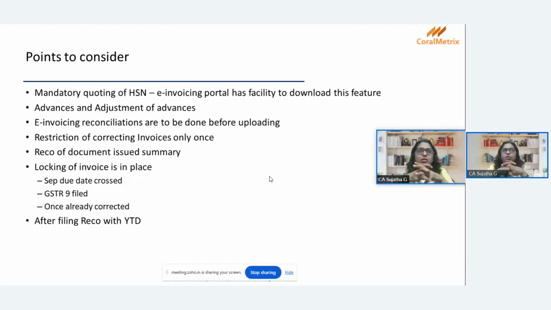Second is that once GSTR1 is filed, you can correct only once. You have made some error, so you are trying to correct it. You can correct it, but the same thing you cannot recorrect. That means any mistake you can correct only once. So whenever you do any monthly return, GSTR1, the only way to have a cross check is to do a parallel reconciliation for YTD.